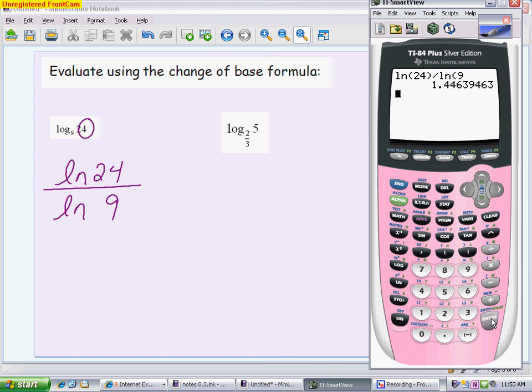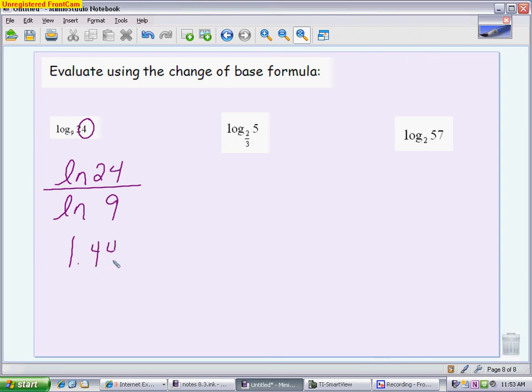And you should expect a decimal, especially when they're telling you that you'll need a calculator or that you need to use the change of base formula. Your expectation should be that it is not a whole number.